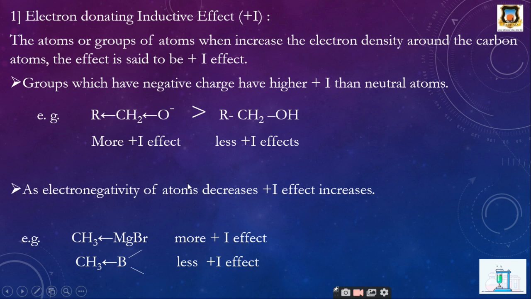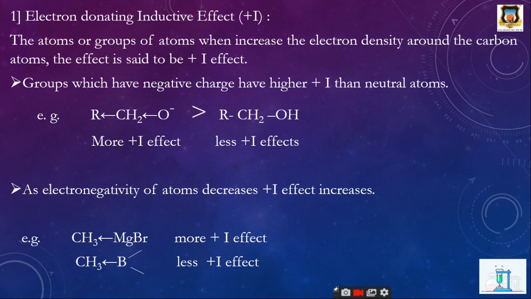First, electron donating inductive effect. What is electron donating inductive effect? It is denoted by plus I effect, and it is the atoms or groups of atoms which increase the electron density around the carbon atom; the effect is said to be plus I effect. That is, the atoms or groups which increase the electron density, meaning they donate electron pairs or electrons to the carbon, then this effect is said to be plus I effect.